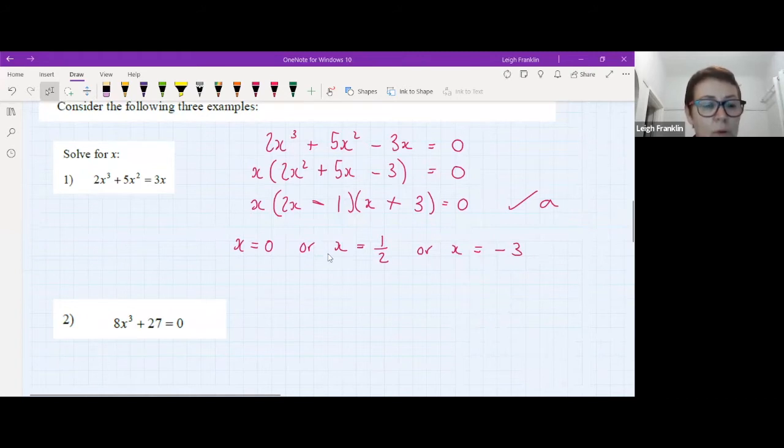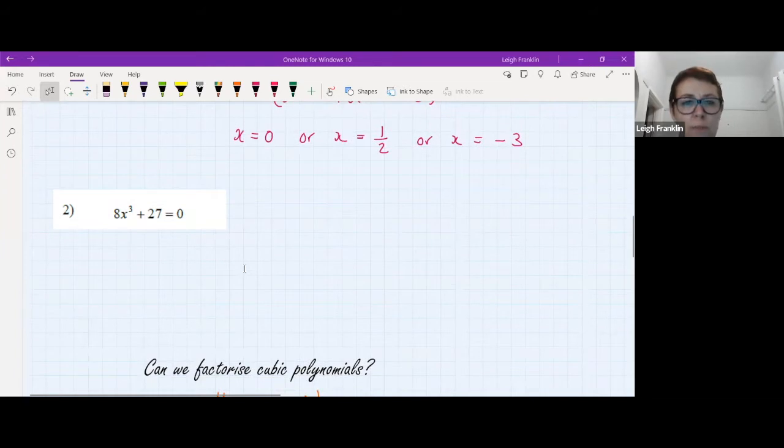Lovely. All right, now we've been given 8x cubed plus 27 equals 0. Now we need to solve this cubic equation. Can you see what's different here to the one above is that there's no x squared term and there's no x term. But we've got the ax cubed term and we've got the d term. What do you think we should do here, Matrix? How would we solve this one?